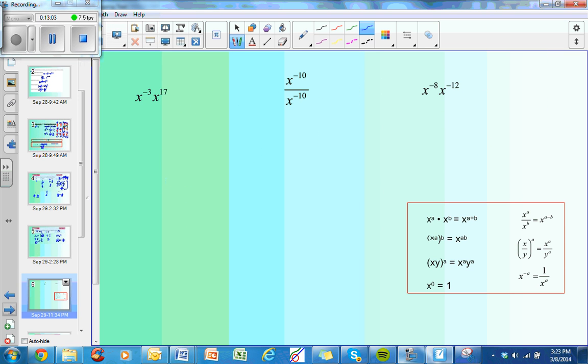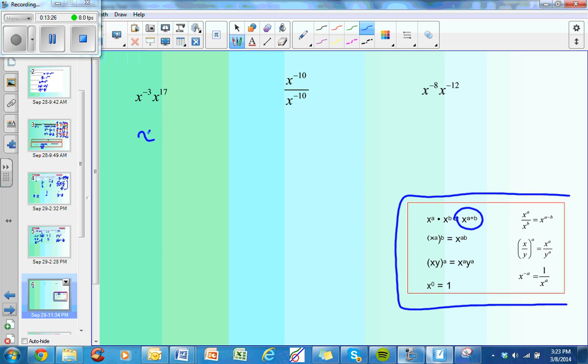Okay, these are not in your packet on your handout, but I'll do these for you real quick. And I've got some rules here on the side that you can refer to. Here I've got a power times a power, which means I add the exponents together. We're doing this rule right here. Difference is I've got a negative, so negative 3 plus 17 is x to the power of 14.